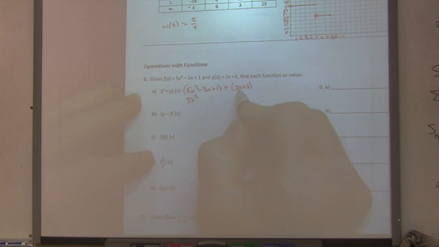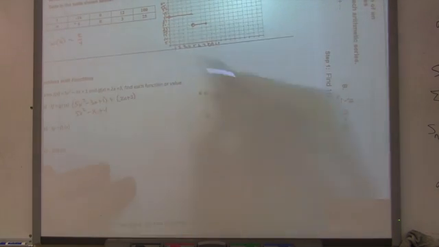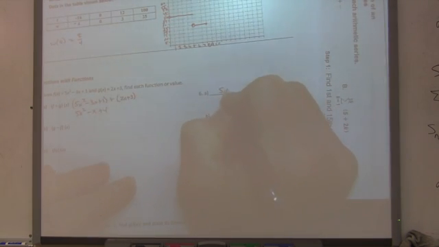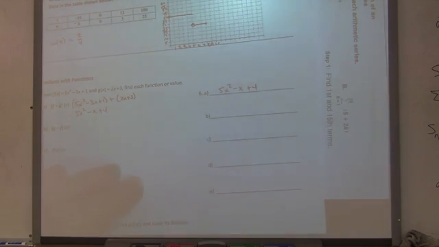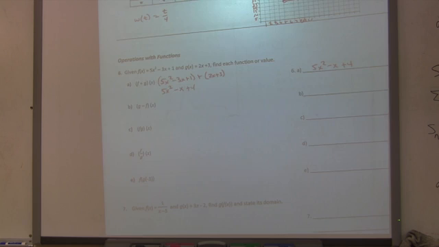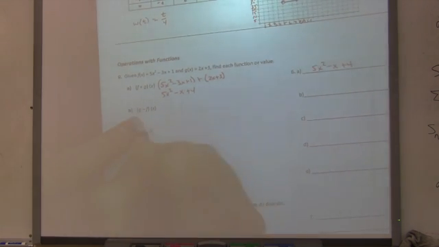We have a minus 3x and a plus 2x, which is a minus x. And we have 1 plus 3, which is 4. And so our f plus g of x would be 5x squared minus x plus 4. Now we have to do g minus f. Now, it's really important with subtraction to do the order right. So we take 2x plus 3 minus 5x squared minus 3x plus 1.